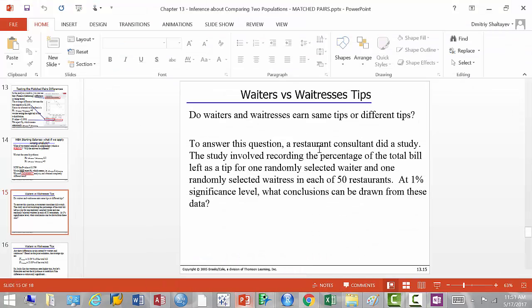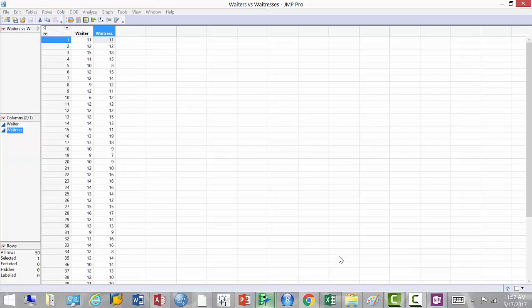To answer this question, a restaurant consultant ran a study that involved recording the percentage of total bill left as a tip for a randomly selected waiter and one randomly selected waitress in each of the 50 restaurants. So in other words, this column is collected in 50 restaurants, and this column is collected in the same 50 restaurants, right? We go to a place, get one male, one female, and record their percentage. These are not 50 restaurants and 50 other restaurants. It's pretty much the same deal as we discussed about the marketing example.